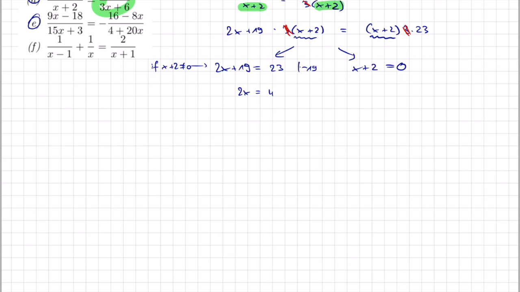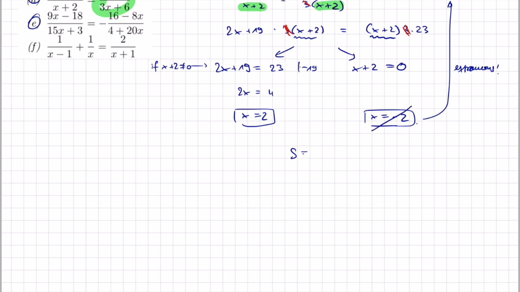2x equals 4, so x equals 2. And here we get x equals minus 2. Is that right? Yes, yes. And we see, however, that minus 2 is extraneous. So the actual set of solutions is just the number 2.